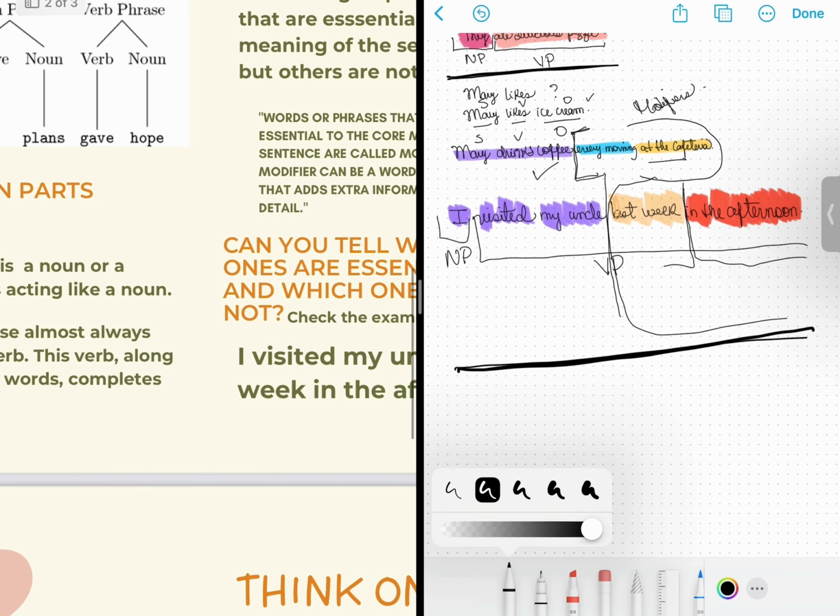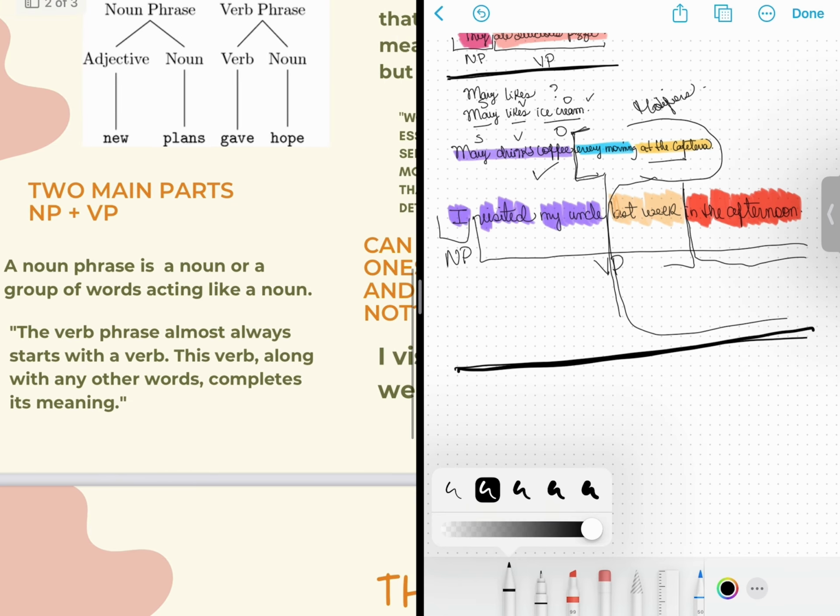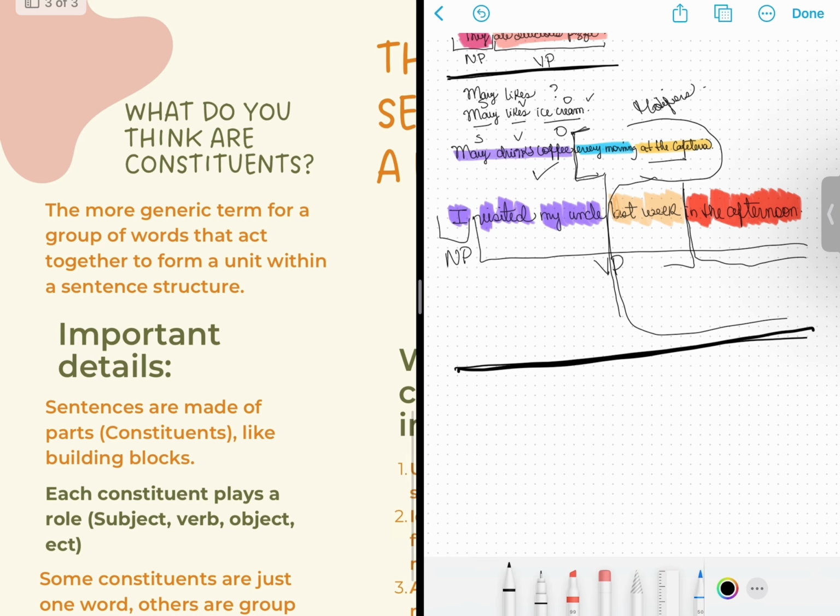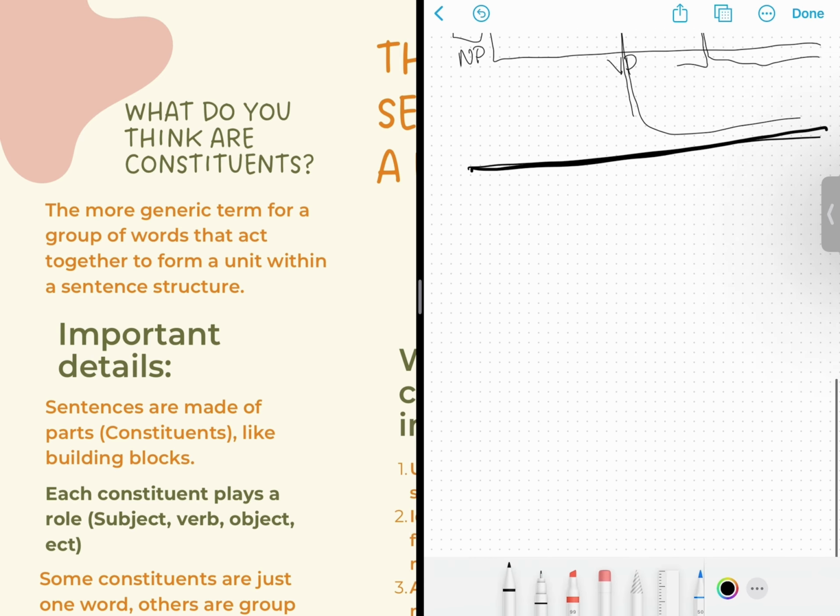Now we are going to introduce the concept of constituents, our main business. Constituents. What is a constituent for you? What is a constituent, professor? A constituent, it says, is the more generic term for a group of words that add together to form a unit within a sentence structure. A group of words to form a unit. It could be a word or it could be a phrase.